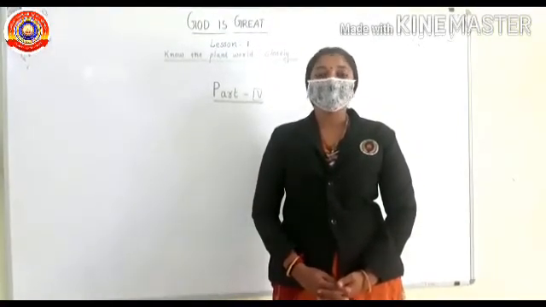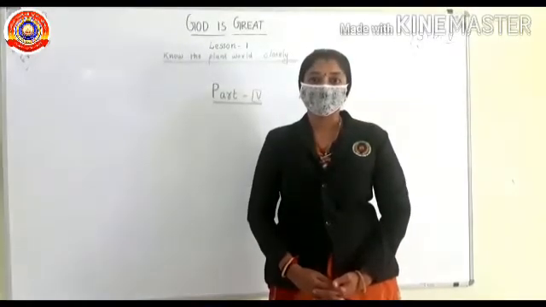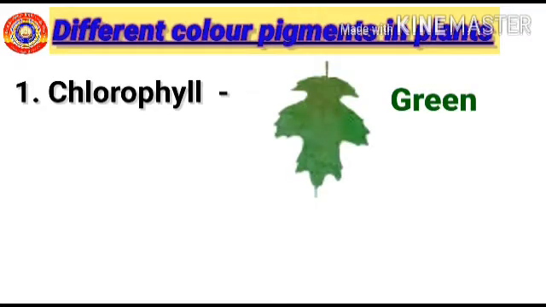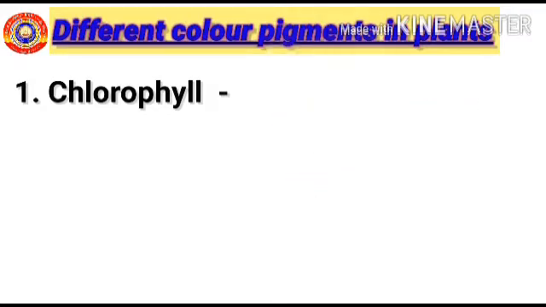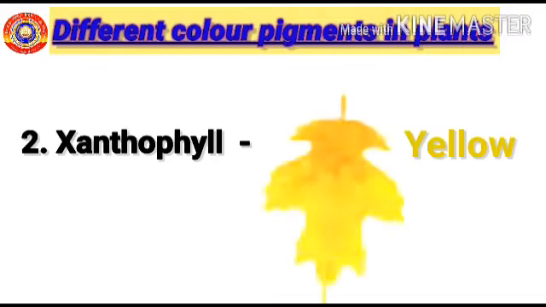So, let us quickly recall the colors of the plant pigments we've learned in the last class. First one is so easy for you now. It is chlorophyll. What is the color of chlorophyll? Yes, you are right. It is green in color. Then next comes xanthophyll. What is its color? Yes, it is yellow in color.